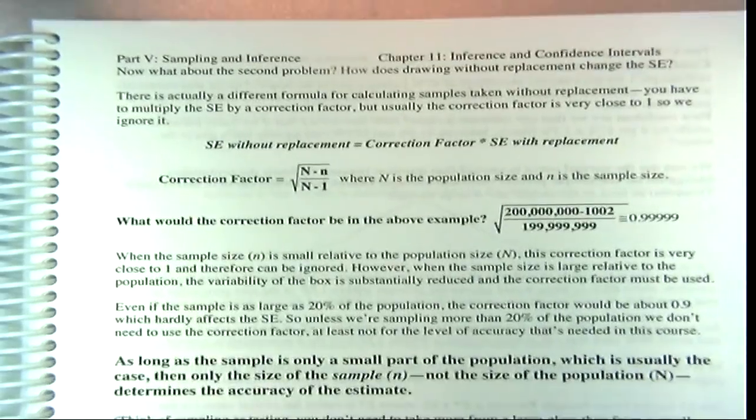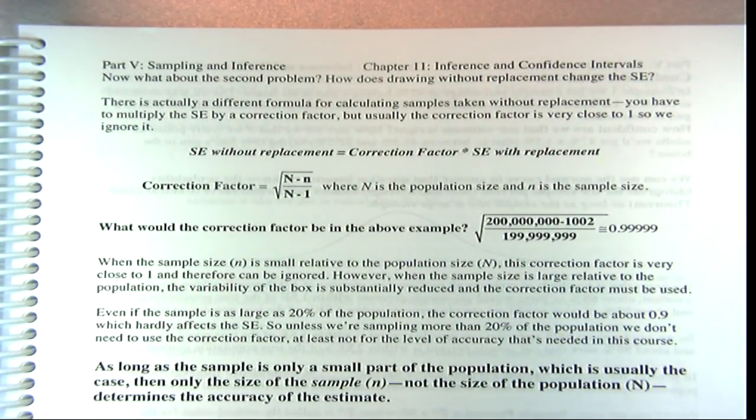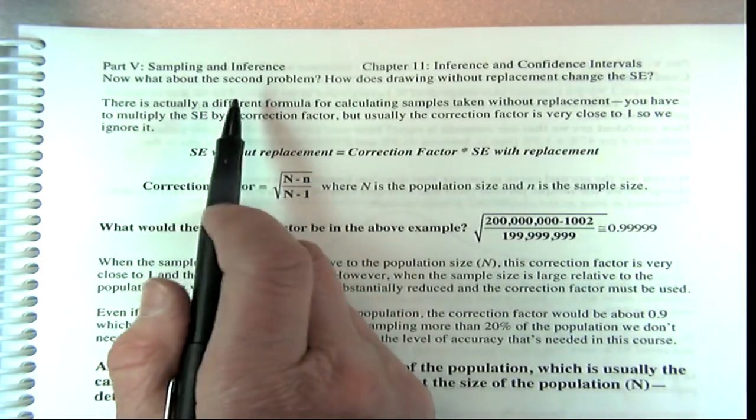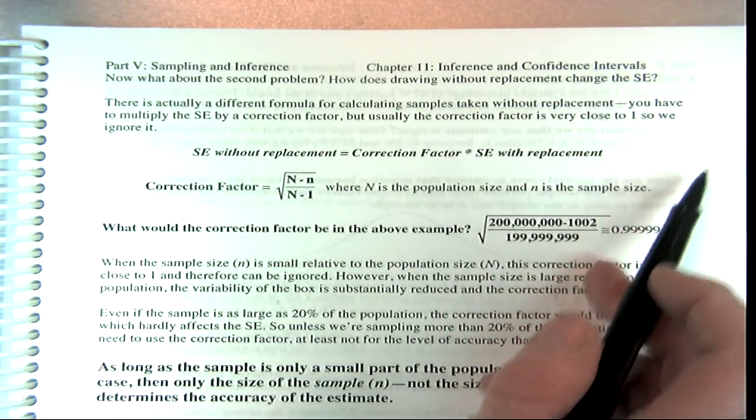All right, so now, what else? So that was the first problem. When we have a percent problem, our standard deviation estimated from the sample is a good estimate of our population standard deviation. We don't have to worry too much about that. Now, what about the other problem? That formula was calculated with replacement. So how does without replacement change our standard error?